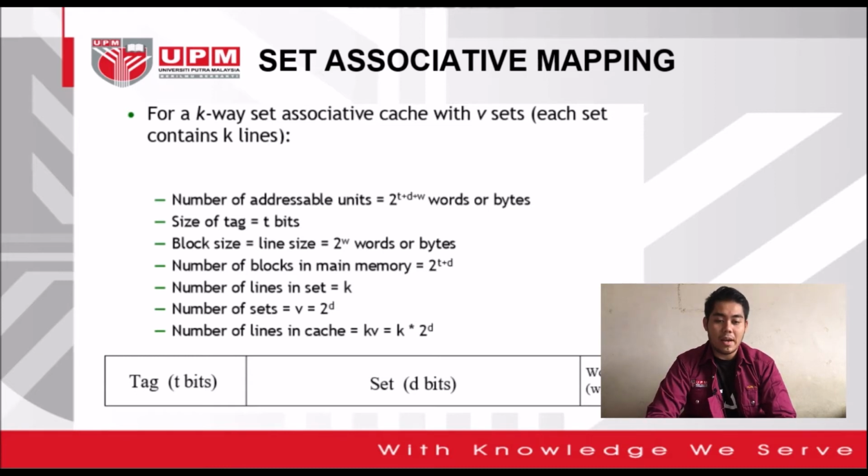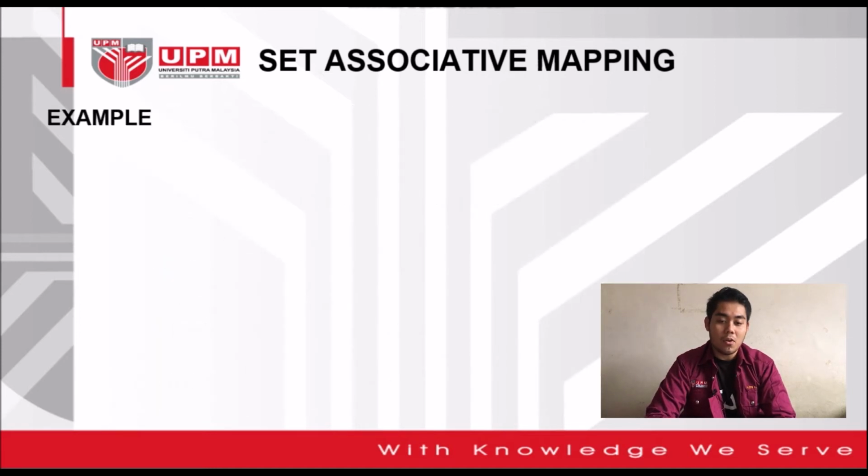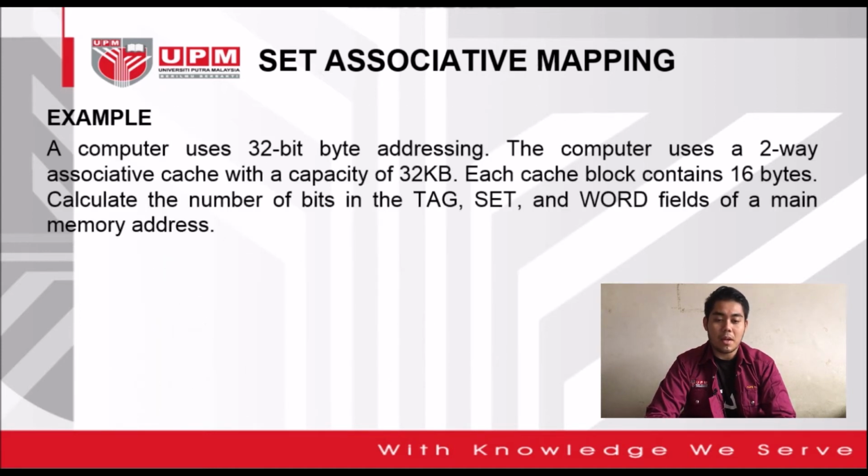Alright, I also provide an example to make the viewer understand more about set associative mapping. The example is a computer that uses 32-bit byte addressing. The computer uses a two-way associative cache with a capacity of 32 kilobytes. Each cache block contains 16 bytes. Calculate the number of bits in the tag, set and word fields of a main memory address.